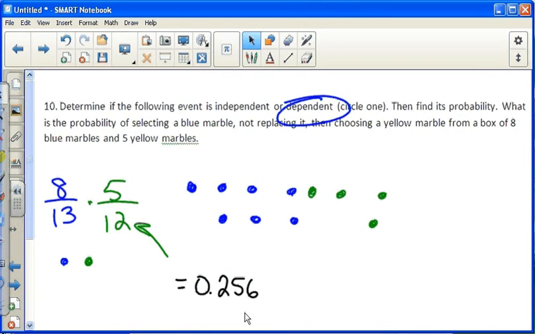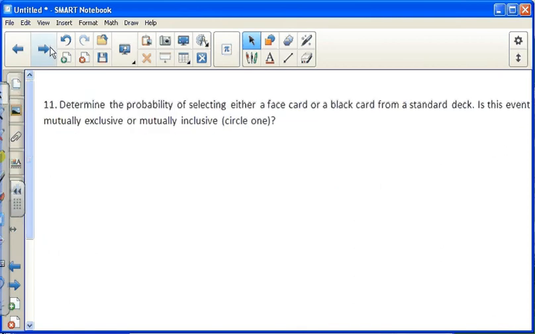Number 11, determine the probability of selecting either a face card or a black card from a standard deck. Is this event mutually exclusive or mutually inclusive? Okay, events are exclusive if they cannot happen at the same time. They're inclusive if they can happen at the same time. They don't have to, but if it's possible for them to be happening simultaneously, they are inclusive.